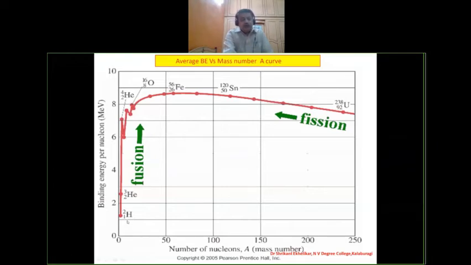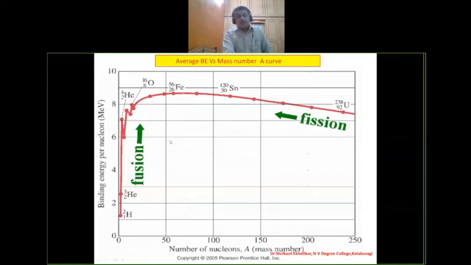So 1H1 is hydrogen. For a very small mass number, 1 will be hydrogen. This is mass number. So 1 will be hydrogen, 2 will be deuterium, 1H2. 1H2 is deuterium, and 2He4, mass number 4, will be helium, and like that. So you have 2He4, 8O16, oxygen, and 56 is iron.